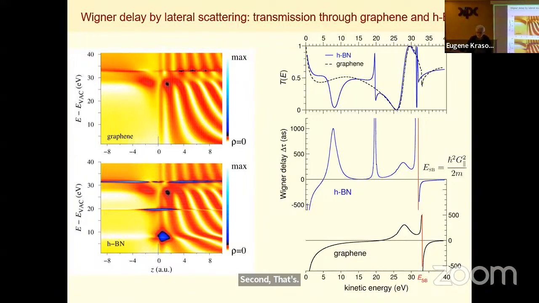Thank you for this beautiful talk. Does anything interesting happen if your structure breaks time reversal symmetry? It is magnetic.